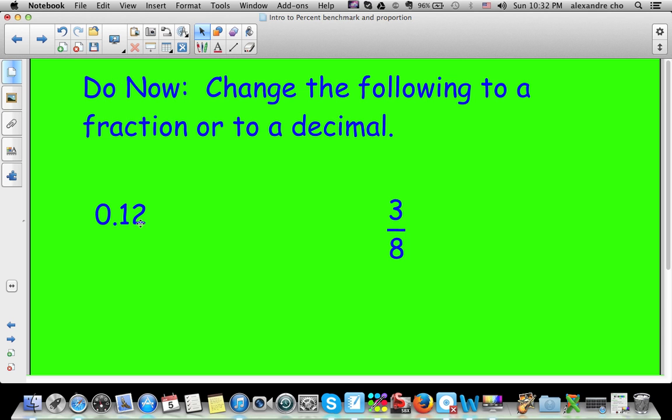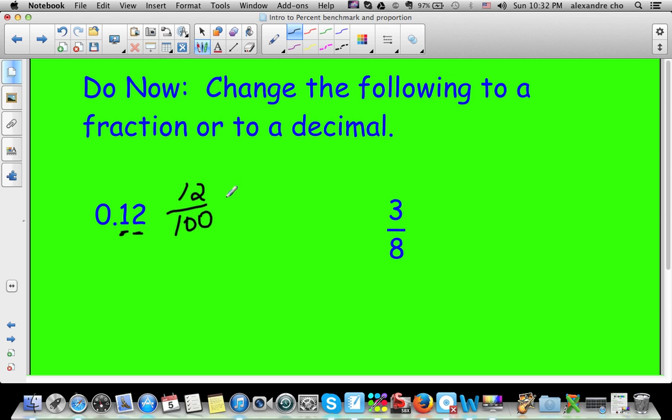So the first one was changing 0.12 to a fraction, and let me get my pen. Let's just choose black. Alright, so you have 0.12 and you want to change it to a fraction. Well, you know that this first decimal place value here is a tenth, and this is the hundredths. As you read this, you read 12 hundredths. Well, 12 hundredths is simply 12 over 100.